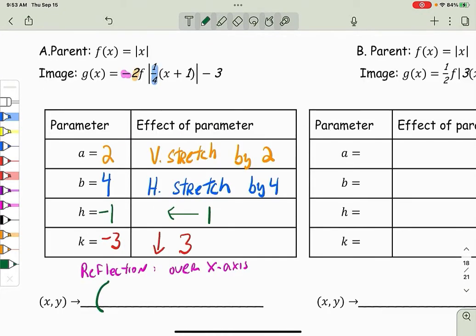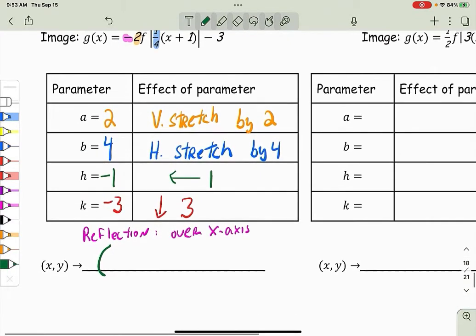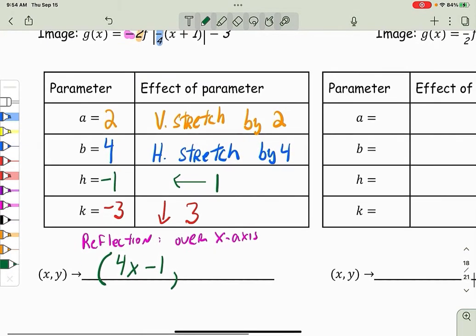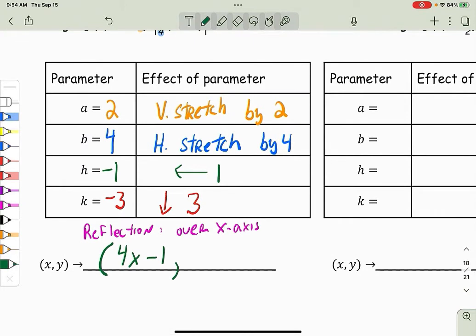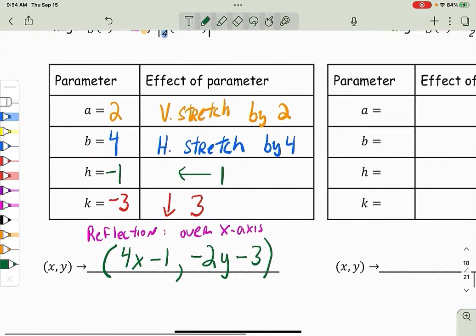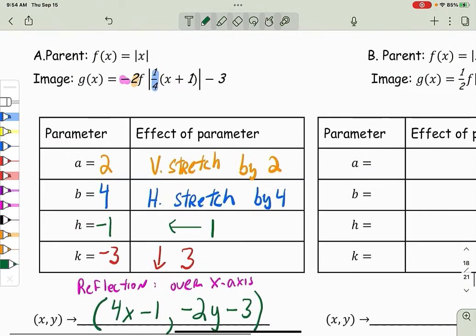We're going to go ahead and set up our formula for our x and y. We have a horizontal stretch by 4. So that's going to be 4x. And then we go left 1, so that's going to be -1. For our y, notice we have a vertical stretch by 2, and we have a reflection over the x-axis. So it's going to be -2y, and then it's going to go down by 3, so it's -3. So now we have our formula for our x and y's that we can then plug in with a table for absolute value for this transformation.